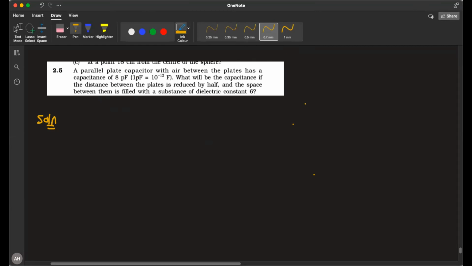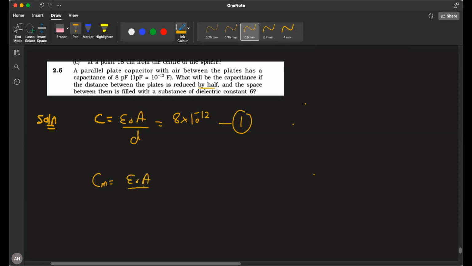See, you have a parallel plate capacitor where air between the plates has a capacitance of 8 picofarad. The formula for a parallel plate capacitor is epsilon naught A divided by D. And how much is it? It's 8 picofarad. Pico means 10 raised to the power minus 12. First equation. You need the capacitance if the distance between the plates is reduced by half. How much is D now? D by 2. So this is D by 2.